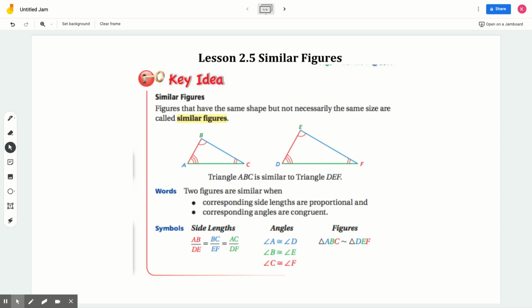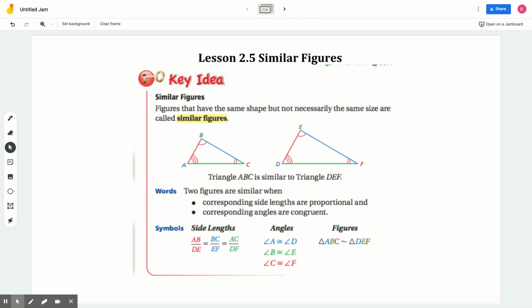Today we're going to be covering lesson 2.5 on similar figures. So far in this chapter, we've talked a lot about congruent figures. Remember that congruent figures have the same size and the same shape. But similar figures are slightly different. Similar figures have the same exact shape, but they're not necessarily the same size.